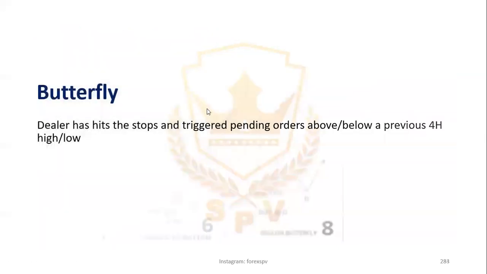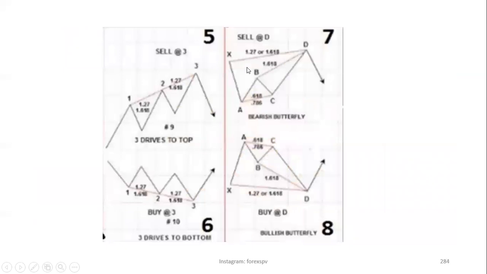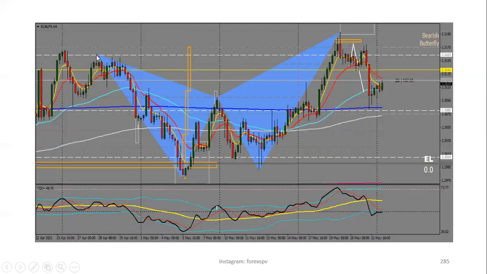We also have the butterflies. Now for the butterflies, we have this as the initial high that the dealer had formed. And then the market moved down. The market retraced back, came to break this high. So we have an area of liquidity pool right there, and then we have a reversal from there. So that's simply the meaning of a bearish butterfly.